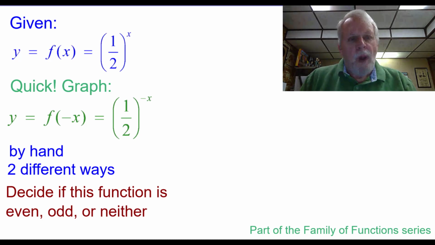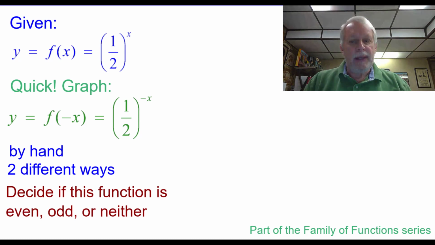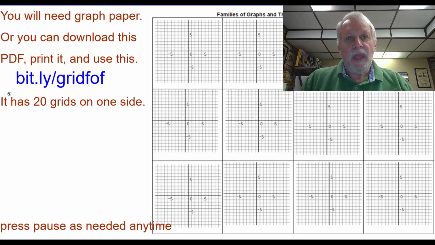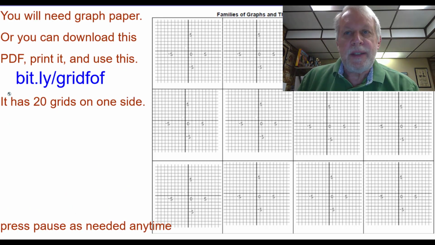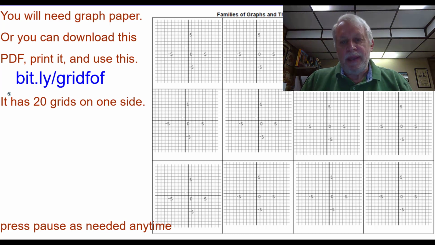Quick, graph y equals the quantity of 1/2 raised to the opposite of x by hand 2 different ways, and decide if the 1/2 to the x function is even, odd, or neither. This is part of the Family of Functions series. You will need graph paper or download this PDF and print it. Press pause as needed anytime during this video.